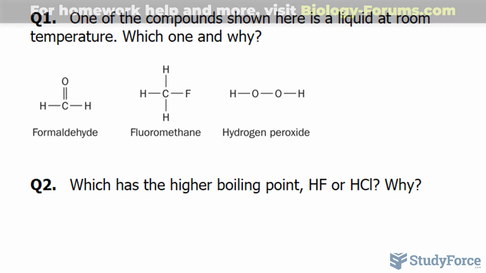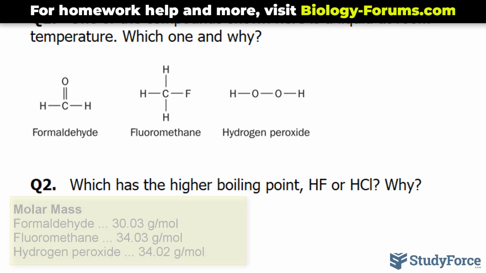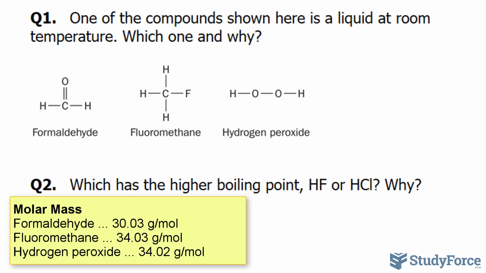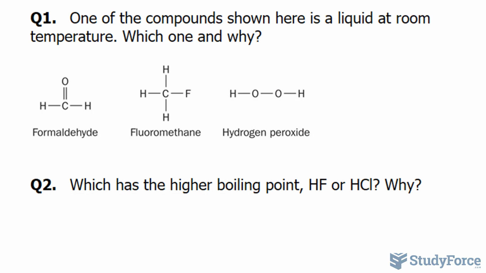Now if you find the molar mass of each of these molecules, you'll notice that the molar masses are very similar. Formaldehyde is 30.03 grams per mole, fluoromethane is 34.03, and hydrogen peroxide is 34.02. This tells us that the strengths of their dispersion forces are similar. In addition, all three compounds are polar, so they have dipole-dipole forces.